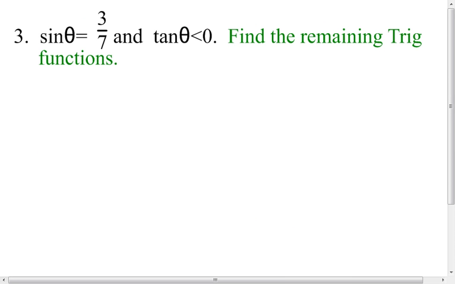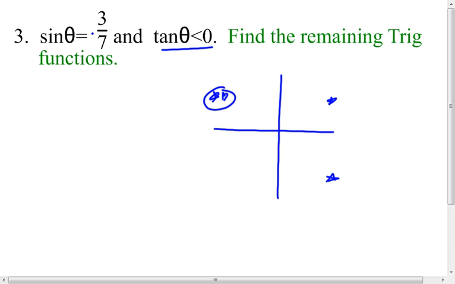Okay, here's another one, similarly. And again, I'm going to pay attention to what quadrant we're in. Okay, I can see that sine is a positive 3/7, so sine is positive in quadrants 1 or 2. This means that tangent is negative because it's less than 0. Tangent is negative in 2 or 4. So clearly I'm working in quadrant 2 because it's the only place where my sine value is positive and my tangent value is negative.